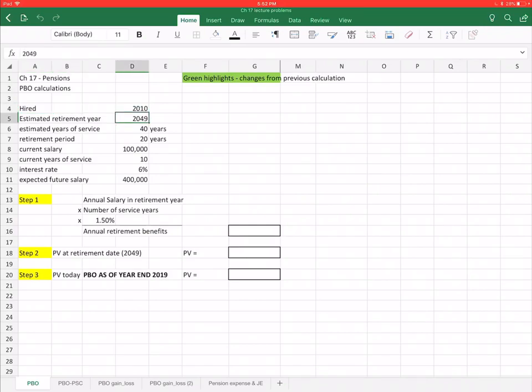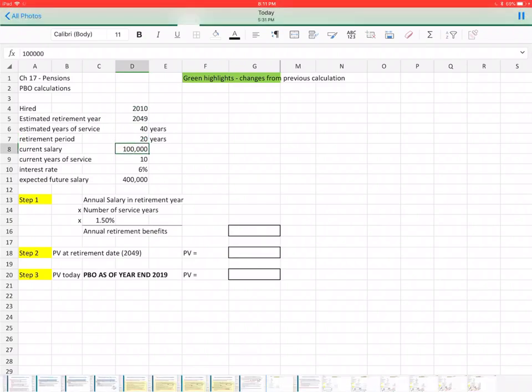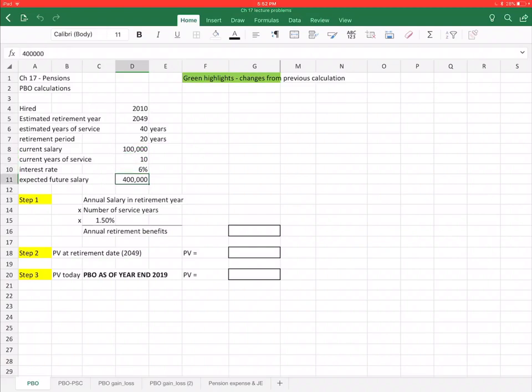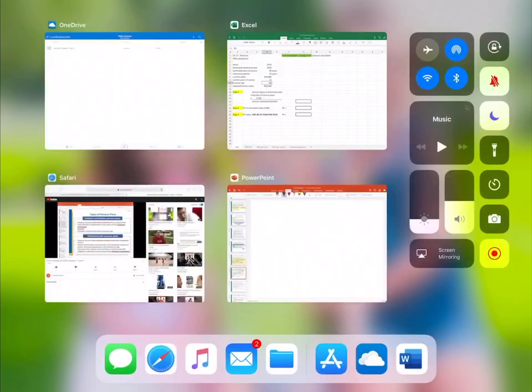Again, she was hired in 2010. She is going to work until 2049, which would be 40 total years of service. We expect that she is actually going to be retired for 20 years. Her current salary is $100,000, but her future salary is going to be $400,000. Because it is the end of 2019, from 2010 until the end of 2019, she has worked a total of 10 years, and our assumed interest rate in these problems is going to be 6%. So there's all of our detailed information.